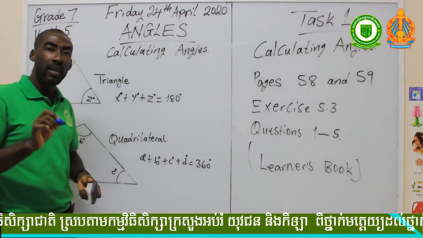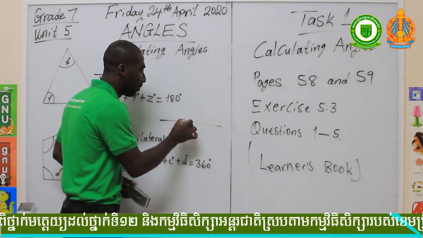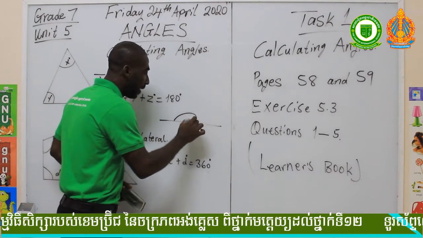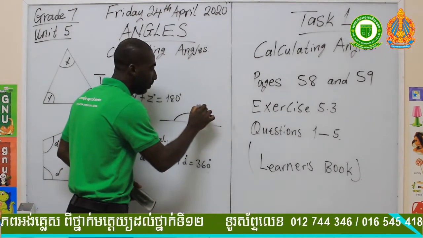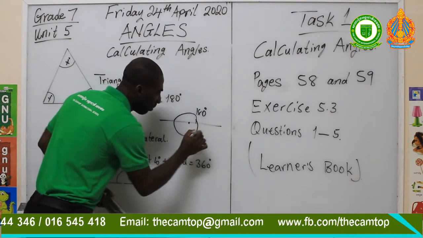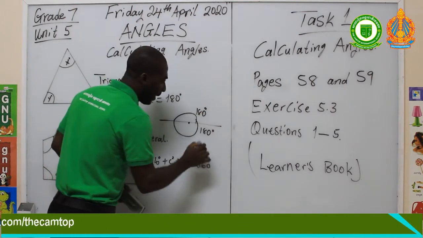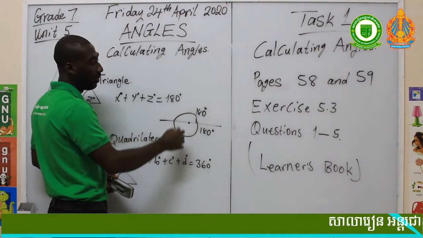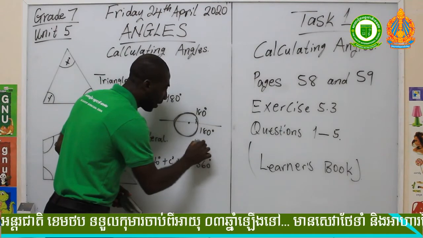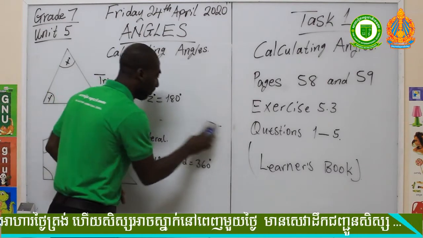So let's see another demonstration. Assuming you have a straight line, and this is your center. You remember that the angle on a straight line is 180 degrees, and this part also becomes 180 degrees. So 180 plus 180, a complete circle, will give us 360 degrees.